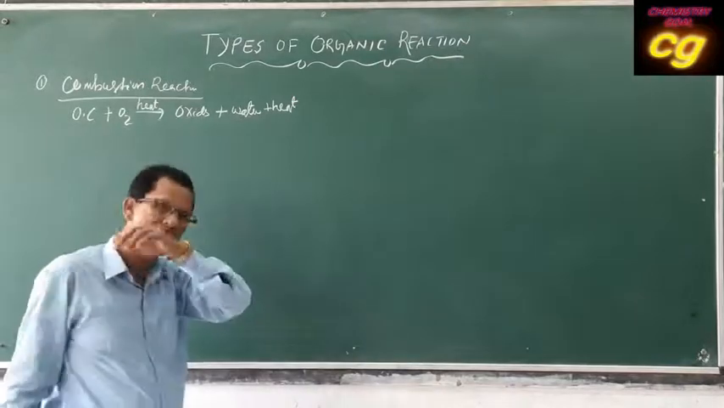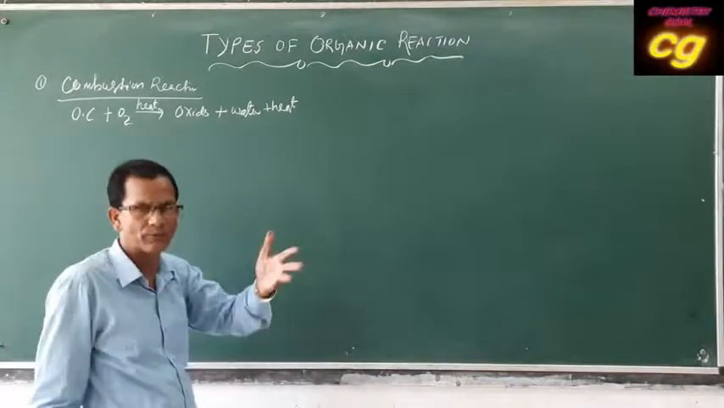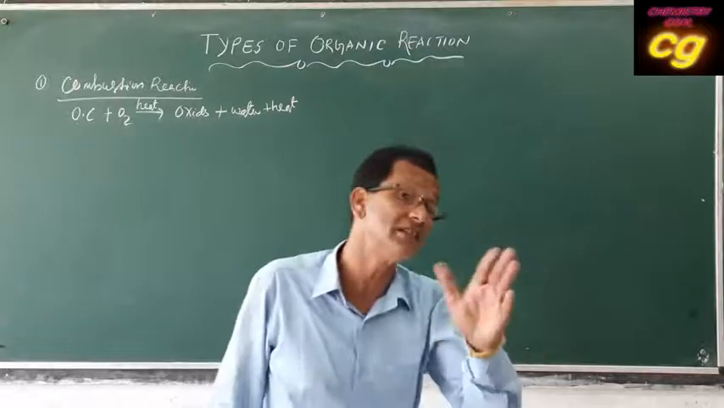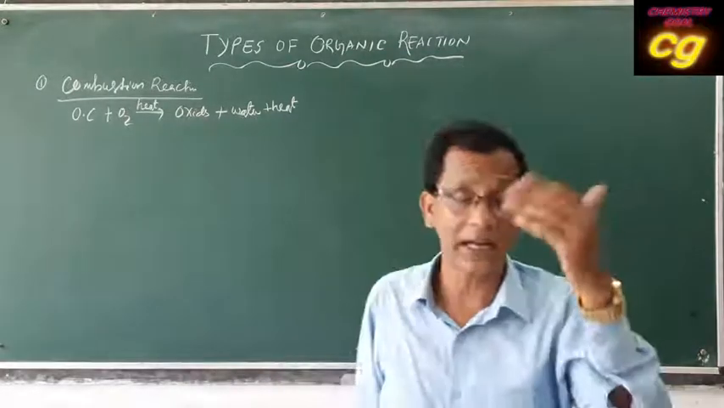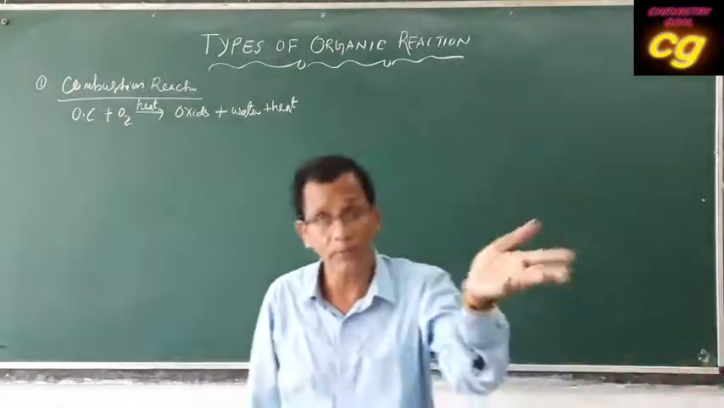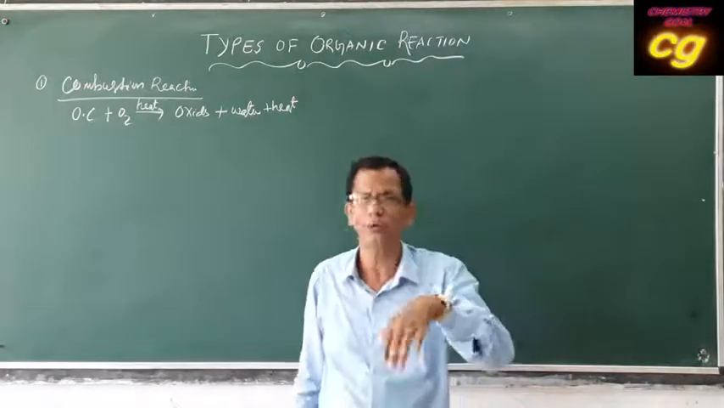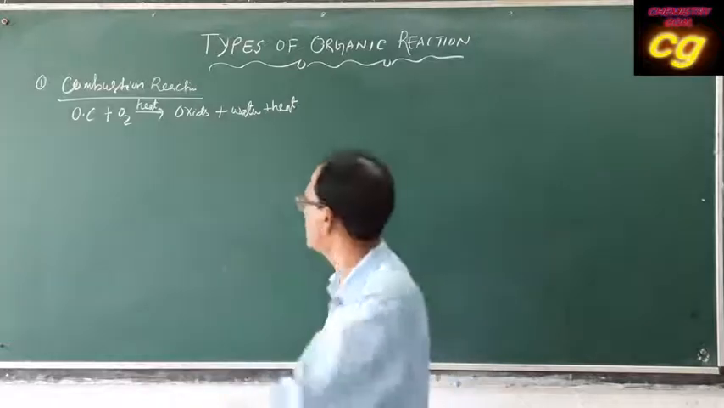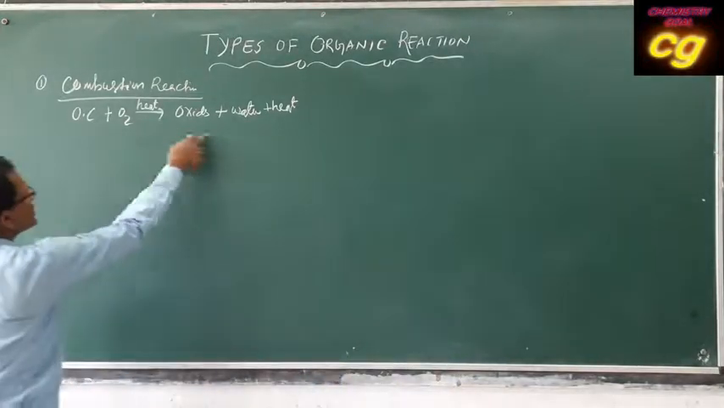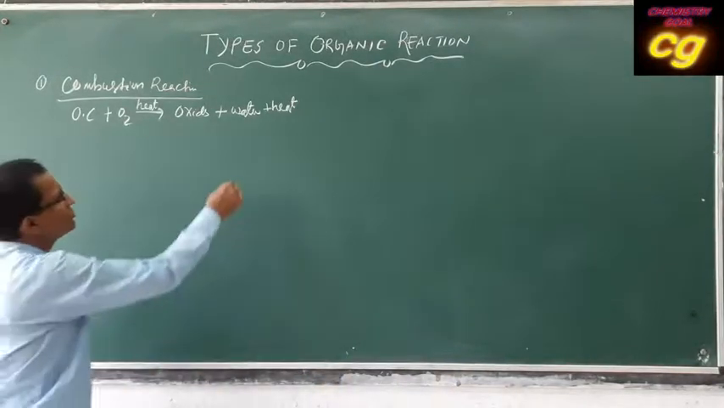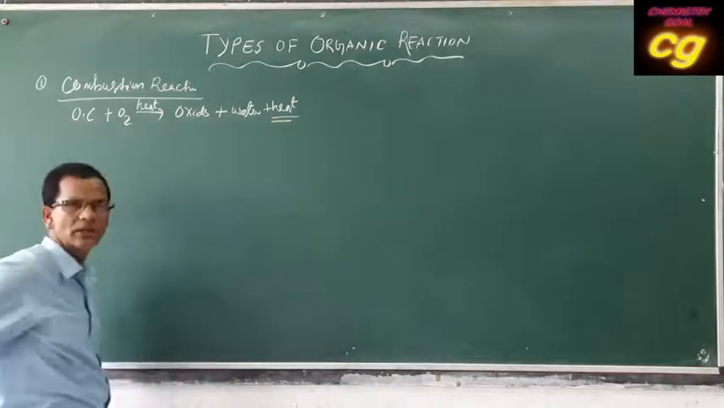Because the organic compound has carbon, carbon monoxide or carbon dioxide is produced. Carbon monoxide is from incomplete combustion and carbon dioxide is from complete combustion. Already you have read this in junior class: complete combustion, incomplete combustion, sufficient oxygen, insufficient oxygen, like this. So this is the general expression of combustion reaction, which always produces heat.